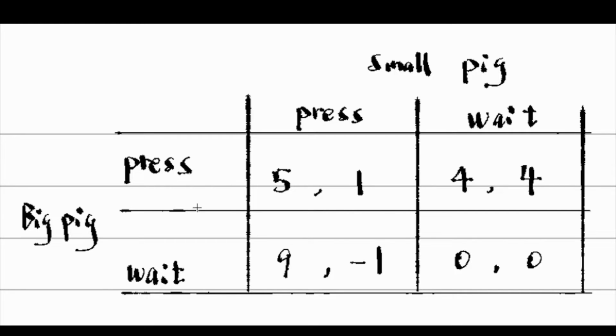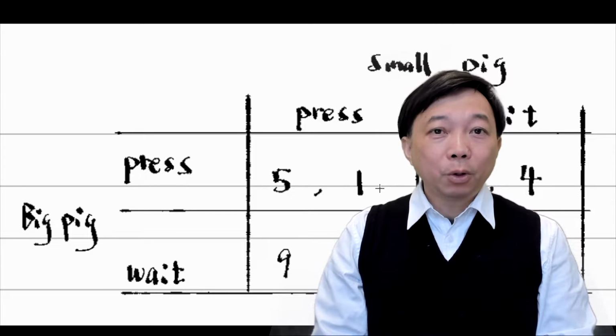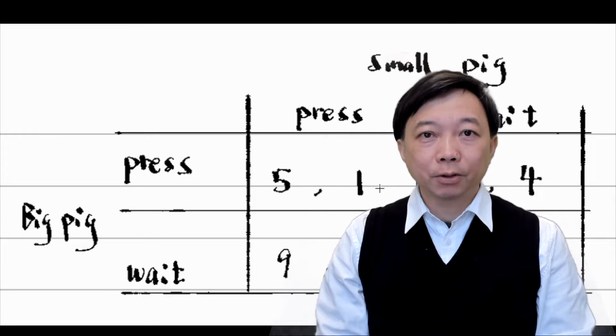Finally, if both pigs press the panel, they reach the food dispenser simultaneously. The big pig eats 7 units. Her payoff is 7 minus 2 equals 5 units of utility. The small pig eats 3 units, and her payoff is 3 minus 2 equals 1 unit of utility. Now we have the payoffs or outcomes of all possibilities.